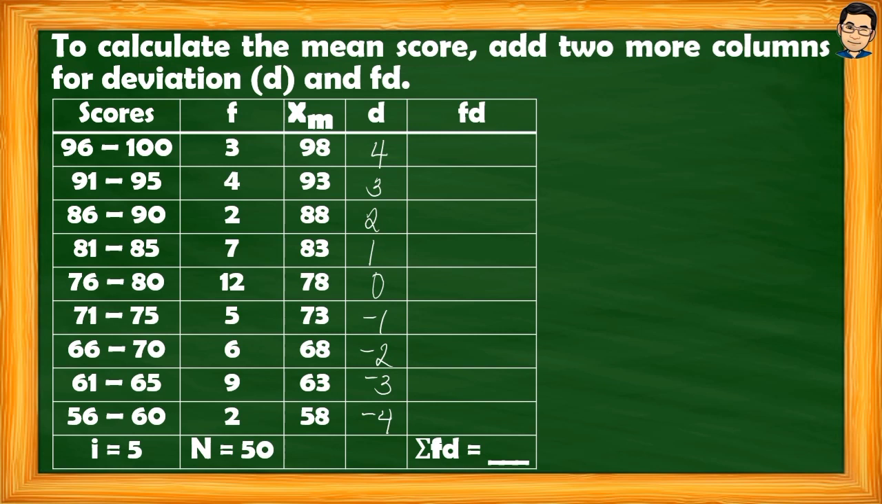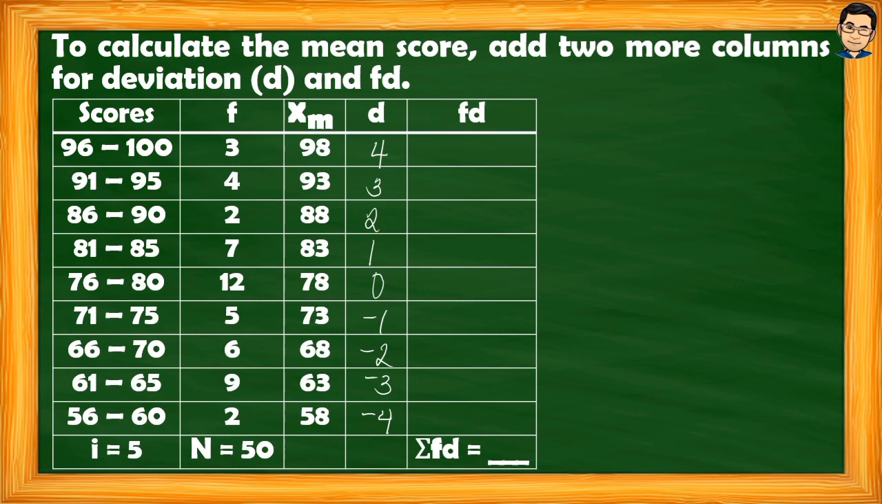Dito kasi, yung 96 to 100, yung pinakamataas, nasa taas siya. Pero kapag pinlace natin yung 96 to 100 sa pinakababa, pinagpalit natin silang pwesto ng 56 to 60, magbabaligtad po yan. Lahat ng positive nasa baba, lahat ng negative nasa itaas.